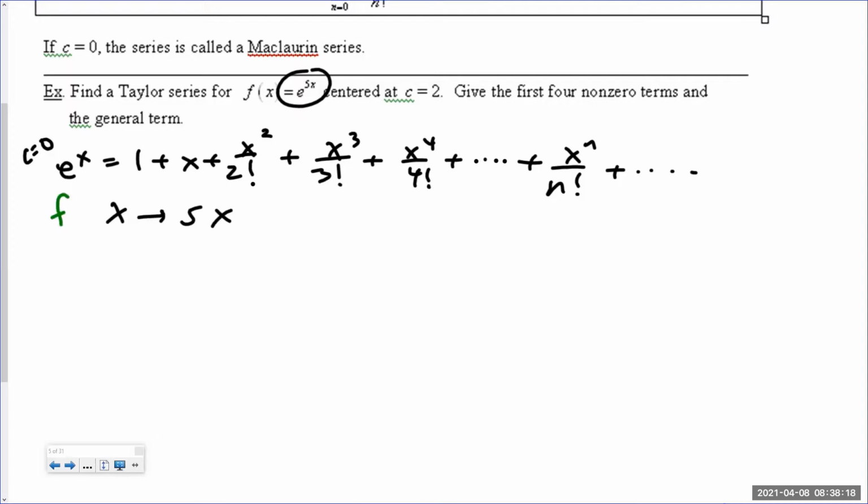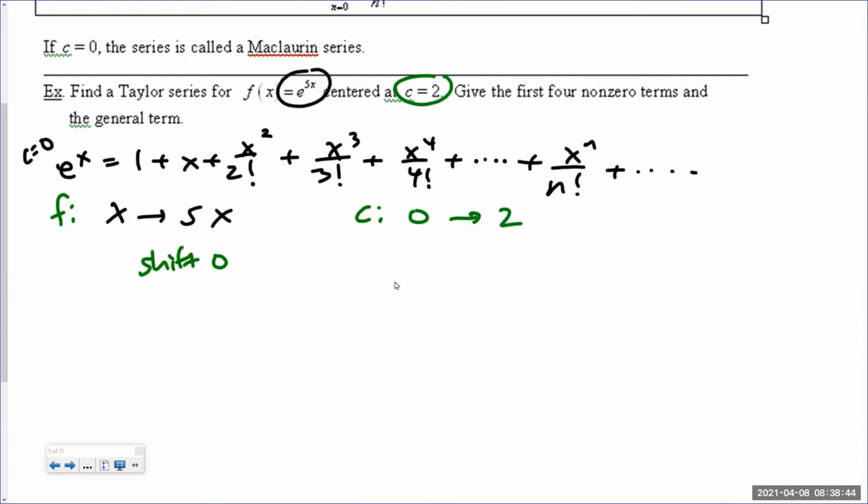The function is going to go from x to 5x. What is the shift there? Can you tell me the shift? No shift. Okay, so I'm going to say shift of 0. Let's look at the center. The center for the Taylor series, because I'm going to start with this series here. The center for the Maclaurin series is what? What did I start with? 0, right?